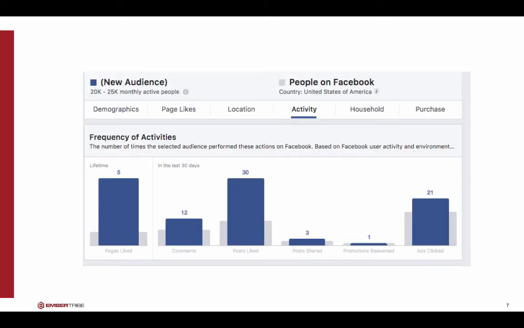This is actually a shot from the Audience Insights tool in Facebook. It's one of the research tools they give us. You can see that in this particular audience that we've selected, there are people who like pages more than the rest of Facebook users, or comment, or are more likely to click on ads. So we're getting a peek into that user action likelihood score. It's showing that your actions are tracked and they're represented here in the Audience Insights tool.